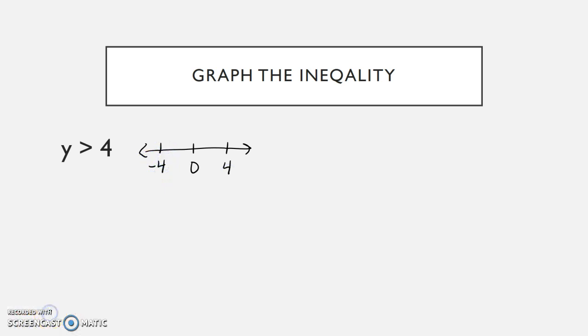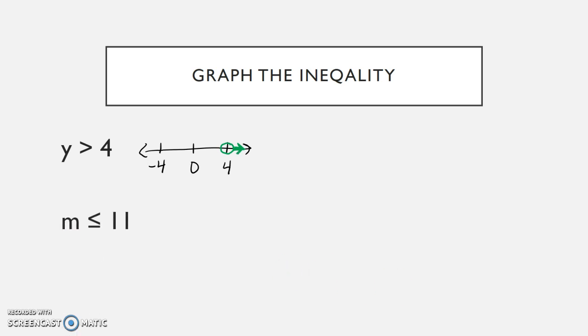Our inequality sign is greater than. So y cannot equal 4, which makes our circle open. And then we need values for y that are greater than 4. So all numbers that are greater than 4 are to the right on our number line. So now we've graphed y is greater than 4.